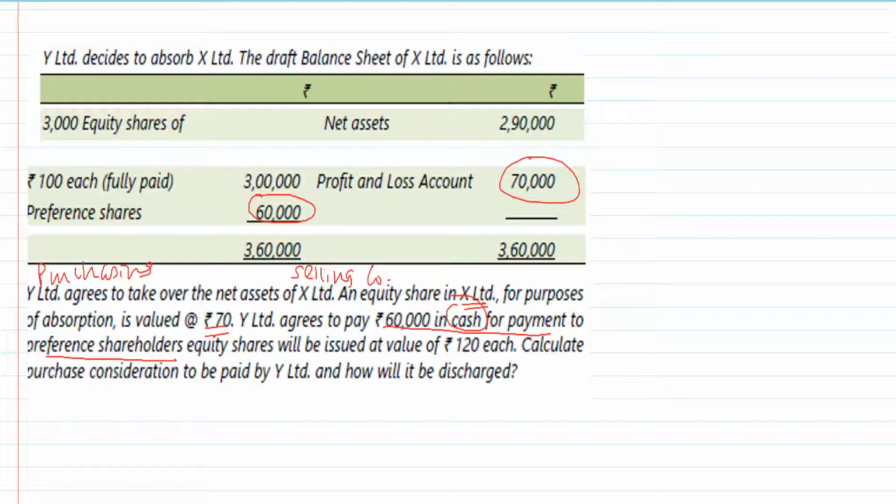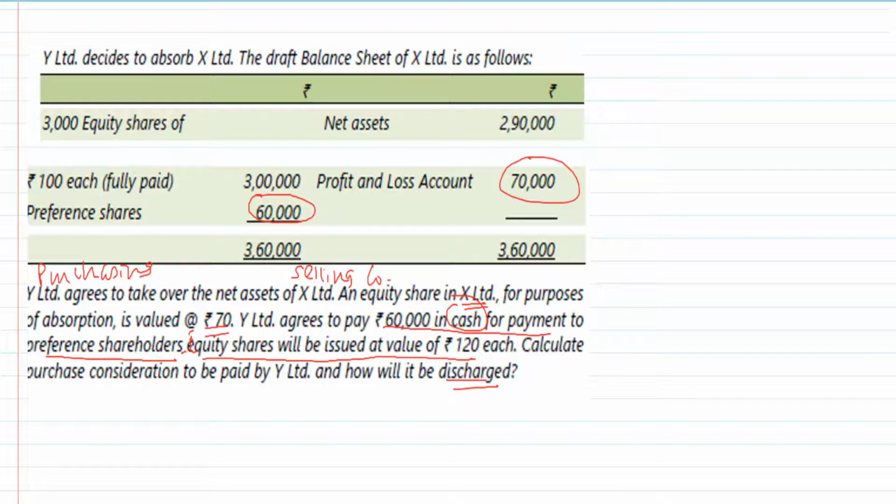Then they are saying equity shares will be issued at a value of rupees 120 each. A full stop should be there over here, right? This should be: equity shares will be issued at a value of 120 each. Calculate the purchase consideration to be paid by Y Limited and how it will be discharged.